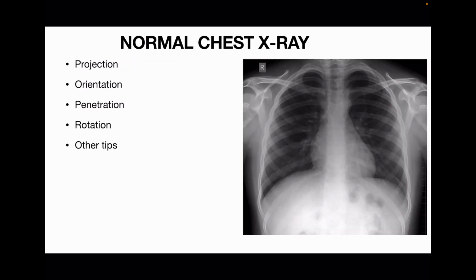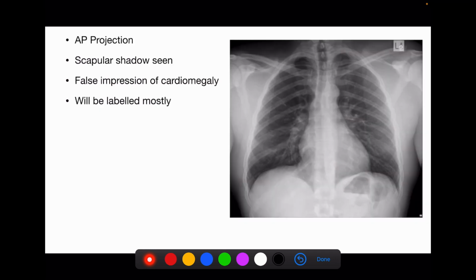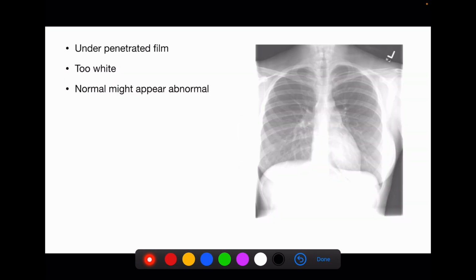To see the penetration of a film, what you need to do is look at the lower portion of the cardiac shadow. The thoracic vertebrae which are located here should be barely visible. If they are barely visible, then you can say that it is a normally penetrated film. But whereas in this case, you can hardly see the thoracic vertebrae. So this would suggest that this is an underpenetrated film. An underpenetrated film is too white.